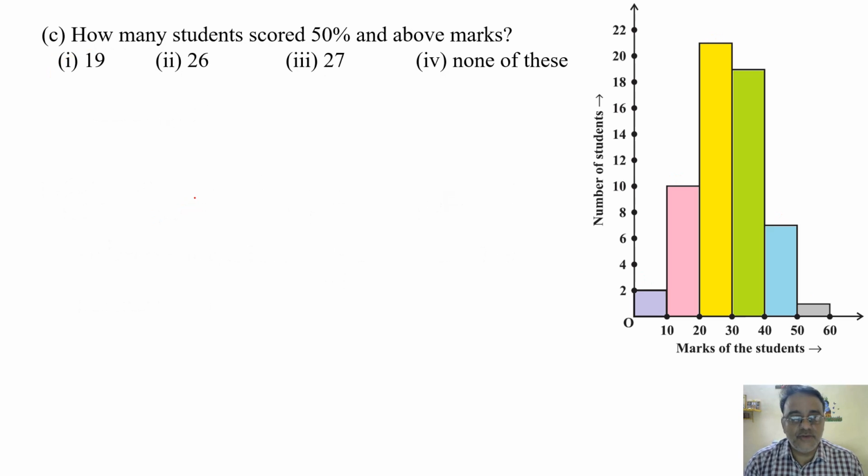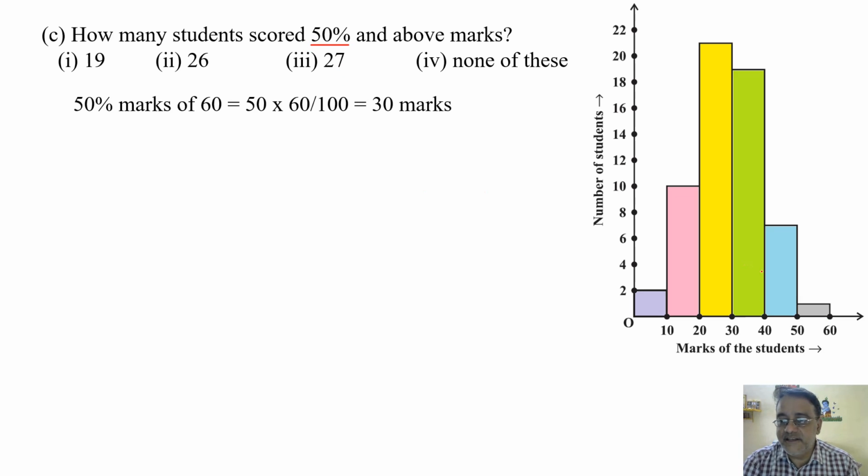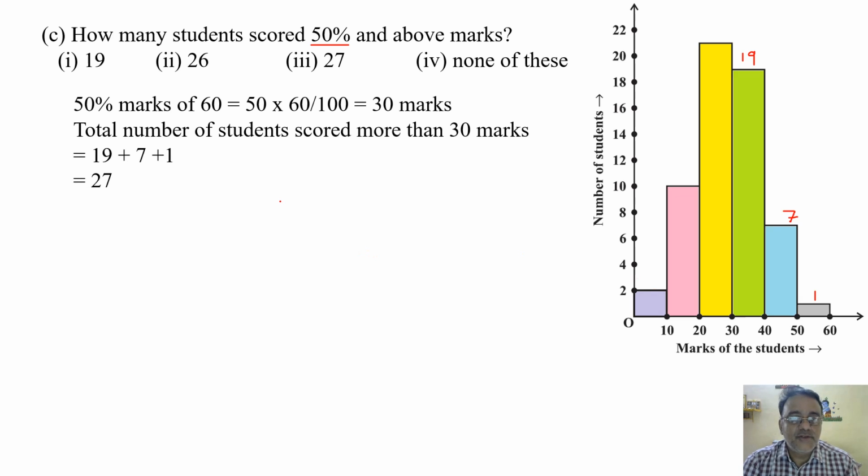So now next question. How many students scored 50% and above marks? So 50% जो होता है वो 30 marks होता है. Out of 60 है ये. 50% marks जो होता है वो 30 होता है. Right? And 30 and above है. So that means we have to add 19 plus 7 plus 1. Right? 19 plus 7 plus 1. So we are getting 27. Right. So the correct option is the third one.